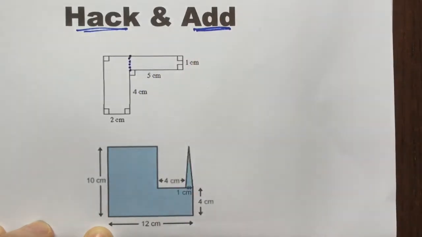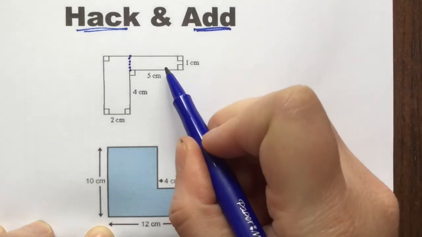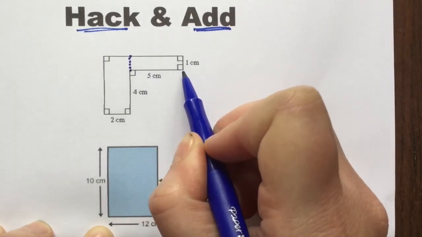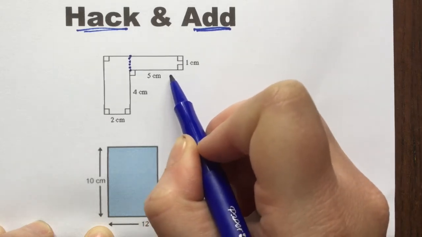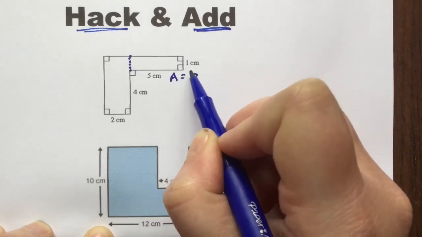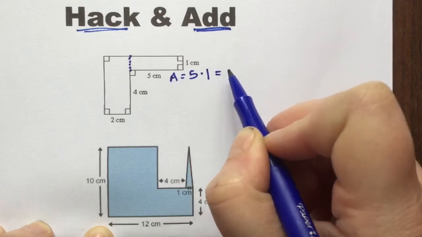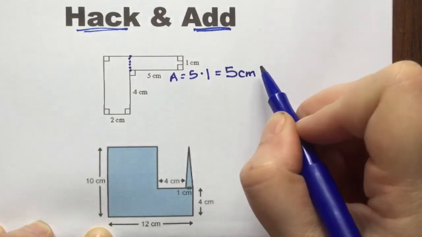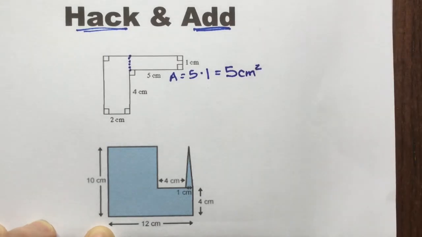So first thing I'm going to do is actually draw it so I can see both of those rectangles. And this rectangle, I can tell, has a length of 5 and a width of 1. So its area should be 5 times 1, which equals 5 square centimeters. And I write square centimeters just like that.